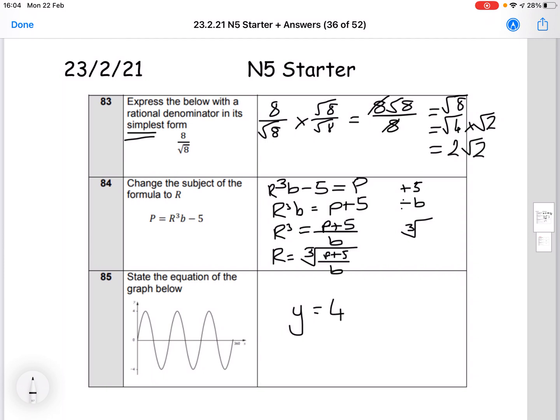The shape of this graph is a sine graph, and you can see that you have 3 of the sine waves. So you've got 1 to there, 1 to there, and 1 to there. So 3 would be the period value. So y equals 4 sine 3x.